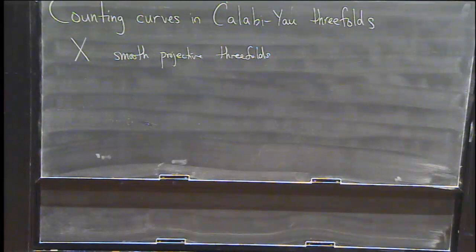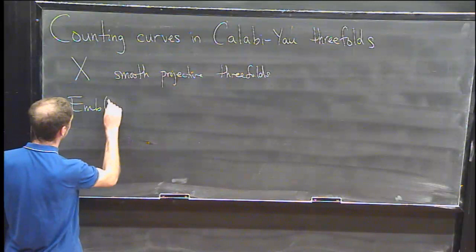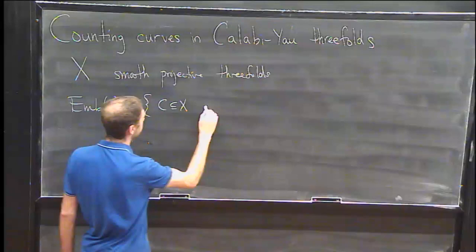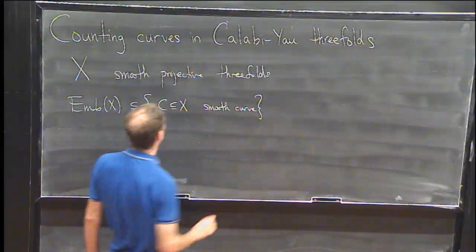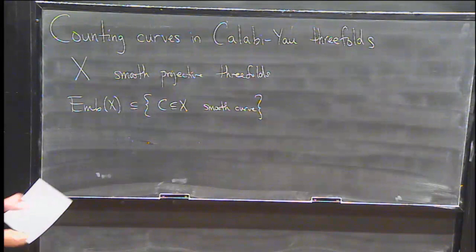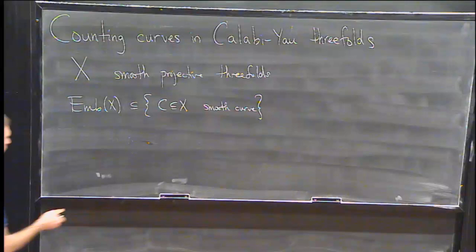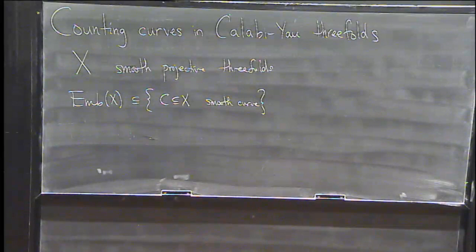So if we want to count curves in X, maybe the first space we'd want to consider is just the space of smooth embedded curves. And probably we want to decompose this space by the homology class of the curve, but there's no need to do that yet. Unfortunately, this is not such a nice space. If this were a nice enough space, then we wouldn't be giving a whole talk on how to count curves.